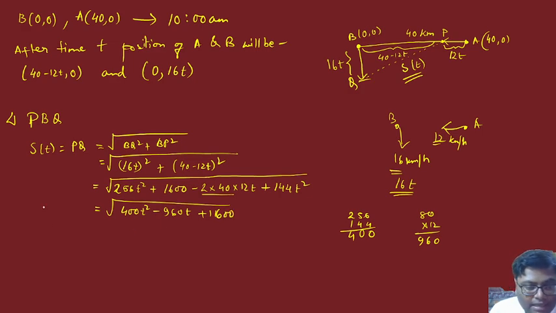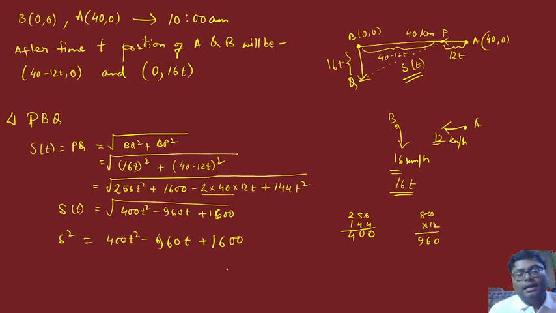Okay, now this one is S. So S square equals 400 t square minus 960 t plus 1600. Okay, let us say this is equation number 1.